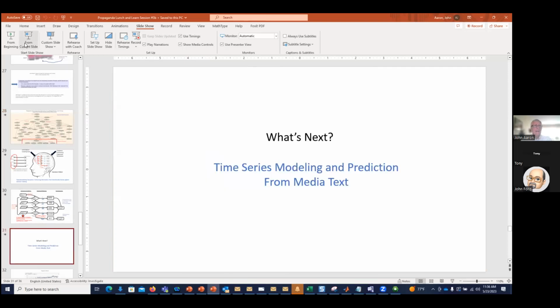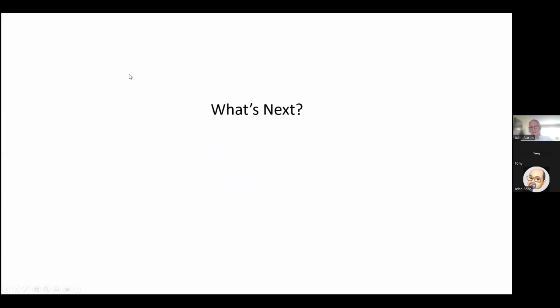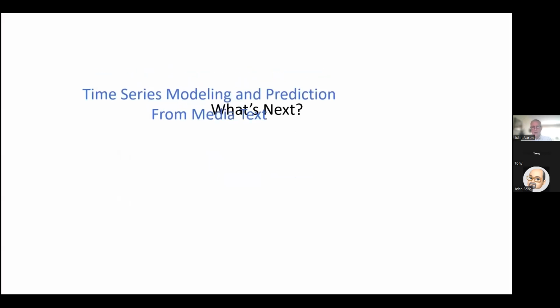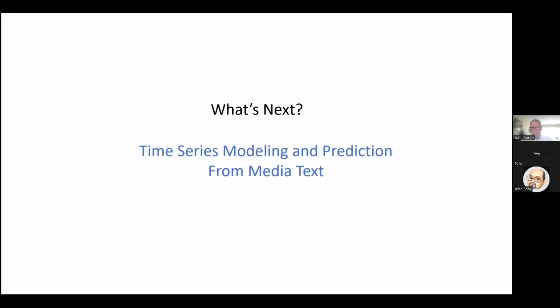Okay, so given that, what's next? I think I've pretty much done everything I can in terms of spotting propaganda, laying a foundation for that. But where I see the next area of interest is time series modeling and prediction from text, and this relates to sentiment also. We said that negative sentiment is a very, very good indicator of generating fear, right? And so that's how we used it in that context.